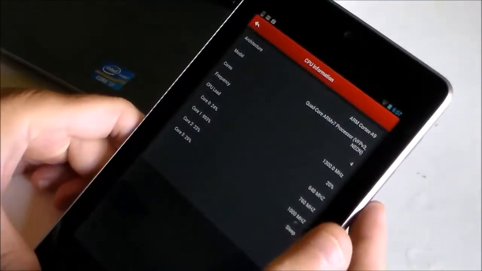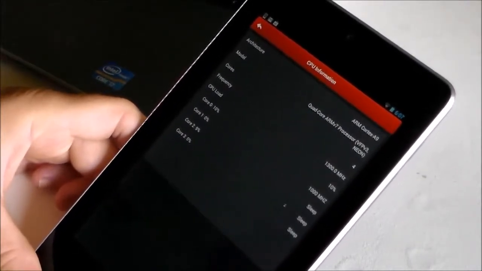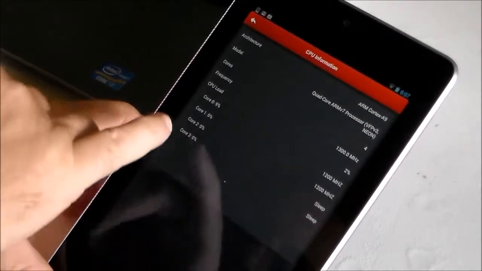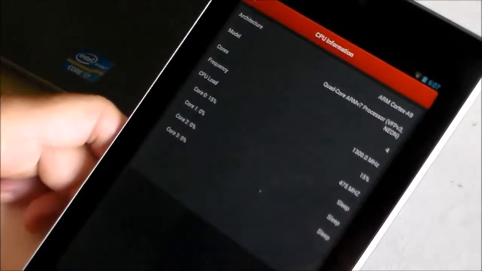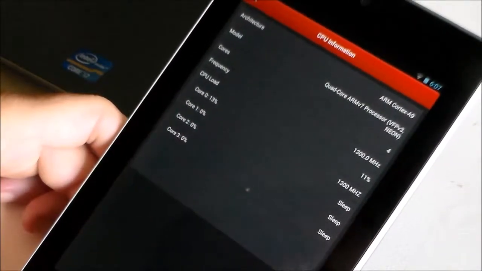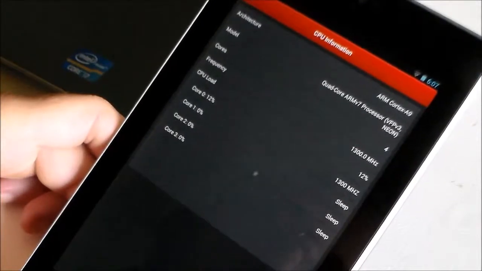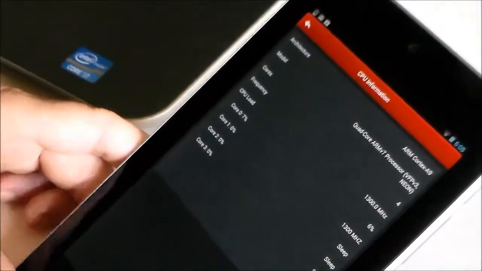Oh, there it is. The architecture, of course, is the ARM Cortex-A9, quad core. There are your four cores right there. And right now I'm only using one of the cores. The others are sleeping. Well, now one's a little more active. So the CPU load is pretty low right now. It should stay that way till I actually play a game.